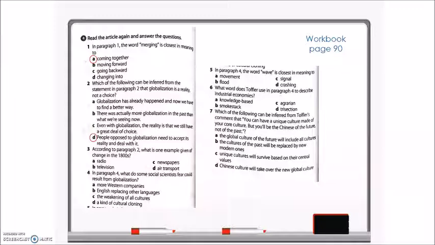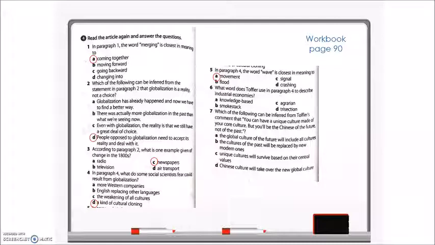Number 3, according to paragraph 2, what is one example given of the change in the 80s? And it will be newspapers. Number 4, in paragraph 4, what do some social scientists fear could result from globalization? It will be letter D. Number 5, in paragraph 4, the word wave is closest in meaning to a movement.